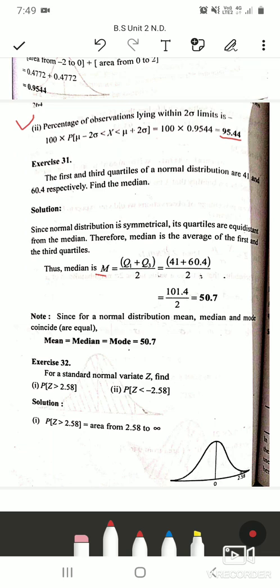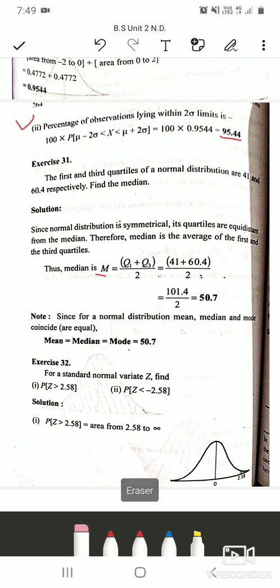So here's the property. By using the property of normal distribution, we can easily find out the median. Because the normal distribution is symmetrical, quartiles are equidistant from the median. Suppose this is a normal curve, bell shaped, imagine. The median will be in the middle. Then Q1 and Q3 are equidistant from the median. Whatever distance is between Q1 and M, the same distance is between Q3 and M.